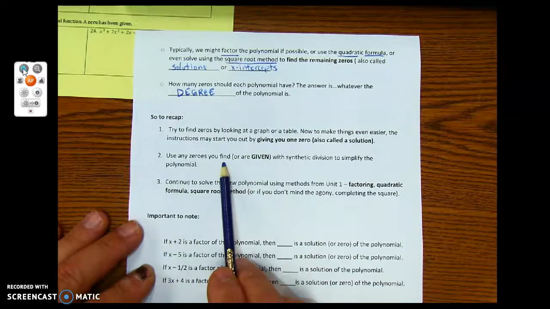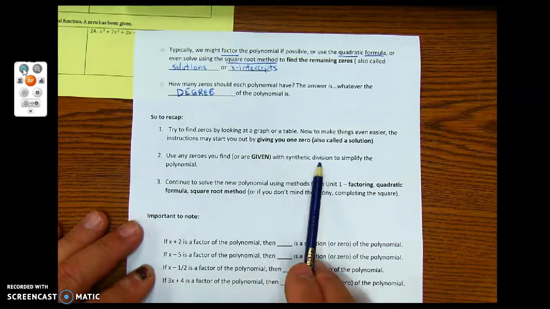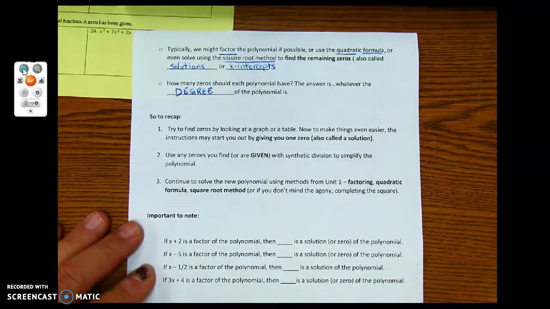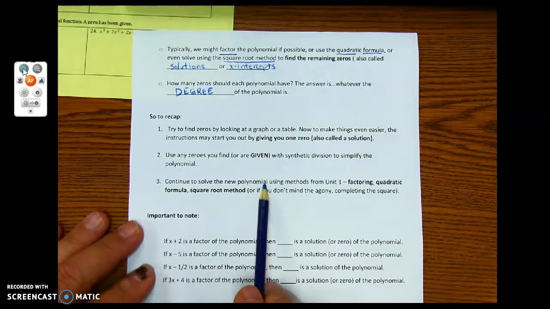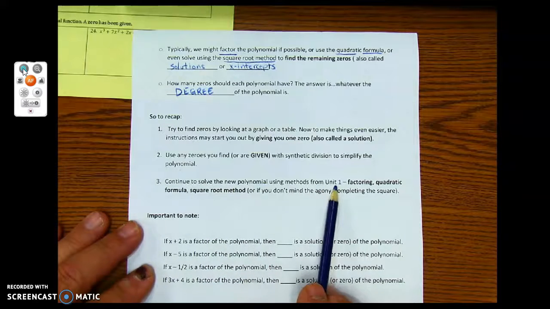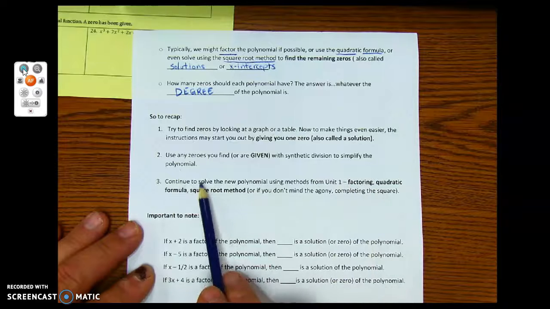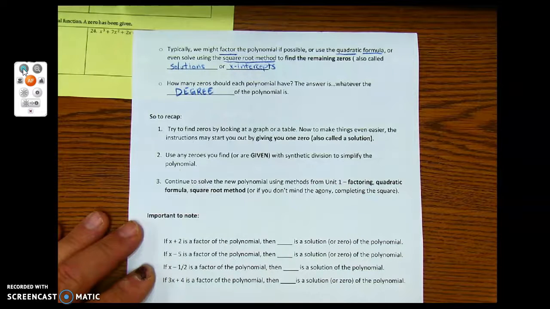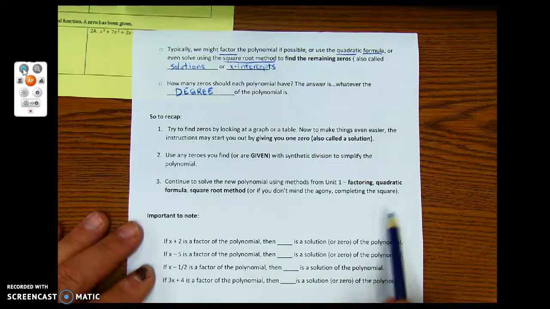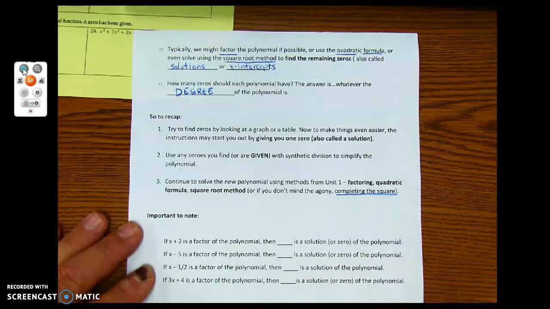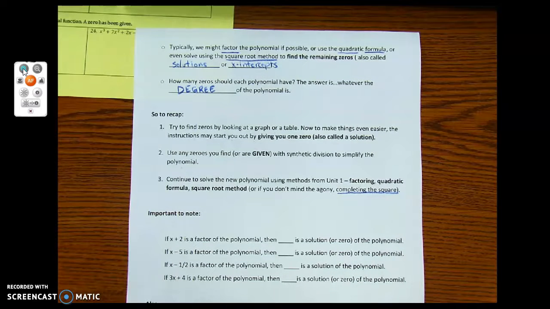Use any zeros you find or are given with synthetic division to simplify the polynomial, and then continue to solve the new polynomial using methods from Unit 1: factoring, quadratic formula, square root method. Or if you don't mind the agony, you can complete the square. I doubt anybody will choose to do completing the square to find the remaining zeros.